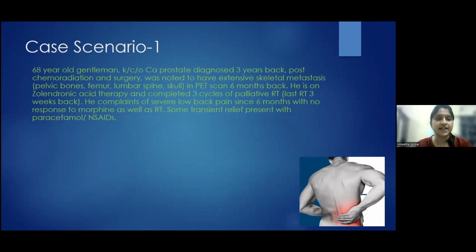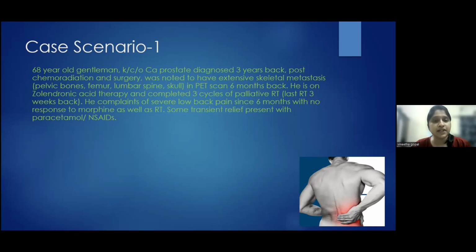So just one case scenario. This is also a revision of what we learned in our first class, but this is a cancer patient. This patient had come to me almost 1 year back in the hospital where I'm working. This patient is a 68-year-old gentleman. He's a known case of CA prostate, diagnosed 3 years back, and he completed chemo, radiation, and surgery, and was noted to have extensive skeletal metastasis, pelvis, femur, lumbar spine, skull, in a PET scan taken 6 months back. So he is on zoledronic acid therapy and completed 3 cycles of palliative RT, including the spine. The last RT was almost 3 weeks back when he reported to me at that point of time.